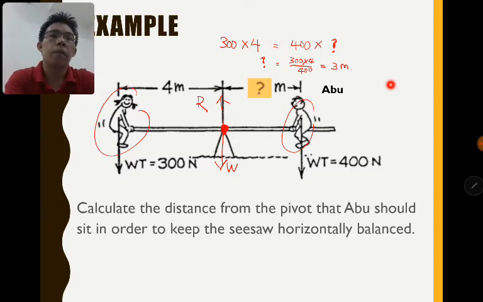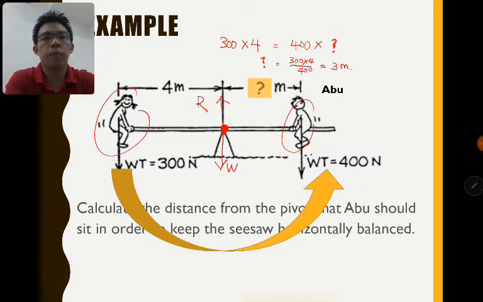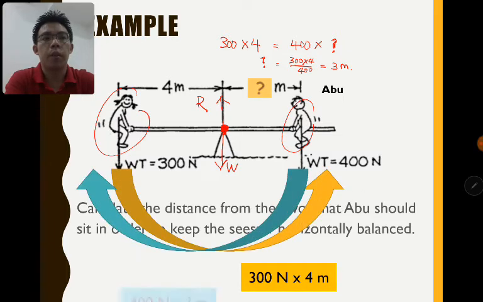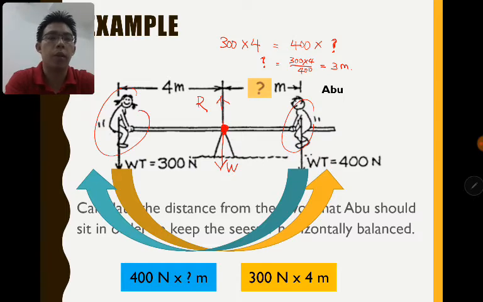Alright, let's move on to the next one. That's what I was trying to say just now. So one direction is the 300 times 4, the other direction is 400 times the question mark.